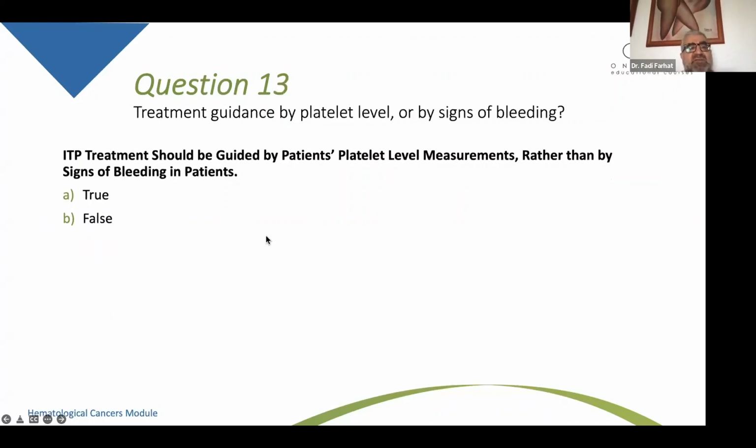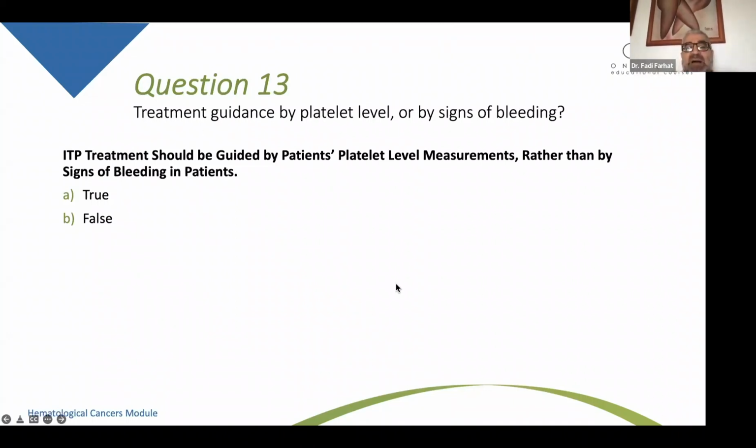So yes, it's true. ITP treatment should be guided by patients' platelet level measurements rather than by signs of bleeding. Remember, as Dr. Muhammad said, in general it's not really fixed responses. So in general, ITP treatment should be guided by patients' platelet level measurement rather than by signs of bleeding. So please vote.